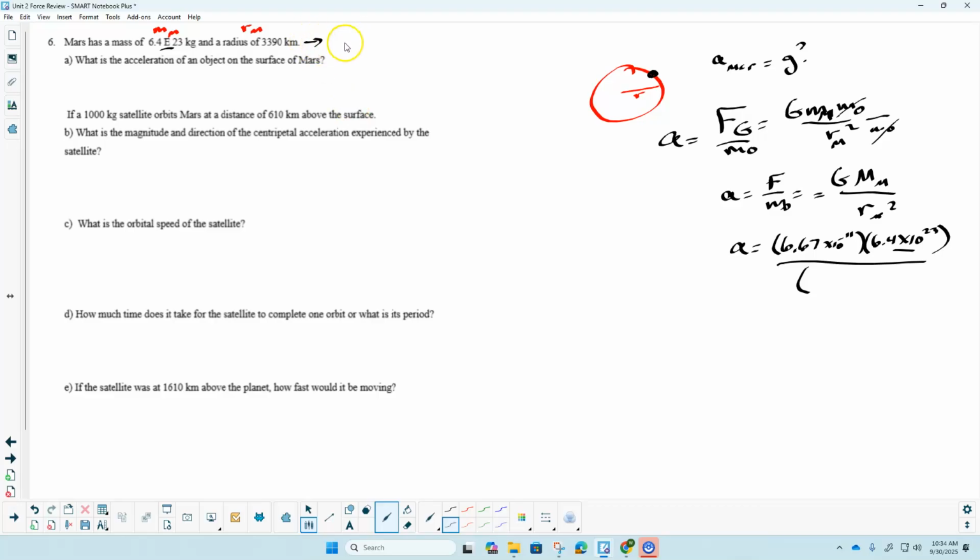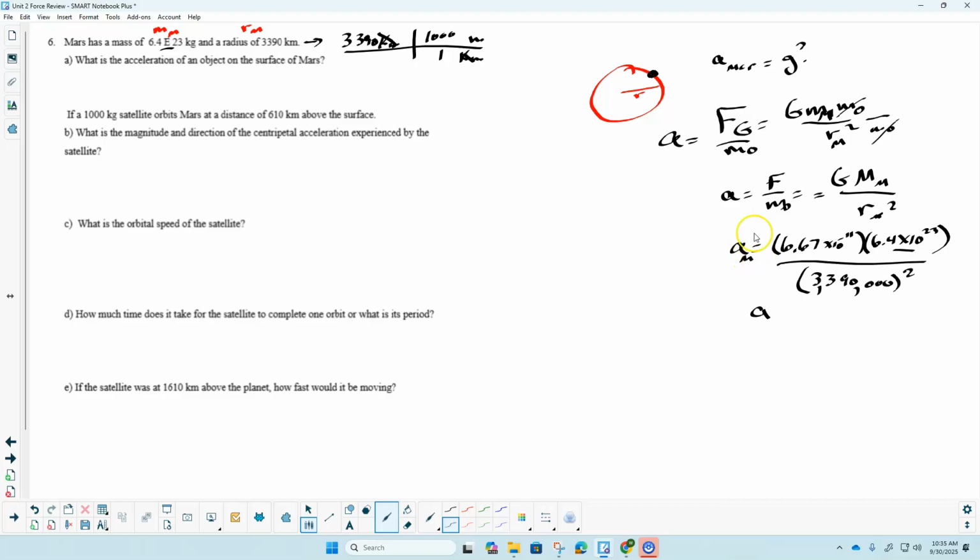This radius is in kilometers. We don't work in kilometers, so we need to convert 3,390 kilometers into meters. We don't have meters on top. There are 1,000 meters in 1 kilometer, so we're going to multiply this number by 1,000. So it's 3,390, and I'm going to add 3 zeros, and I got to square it.